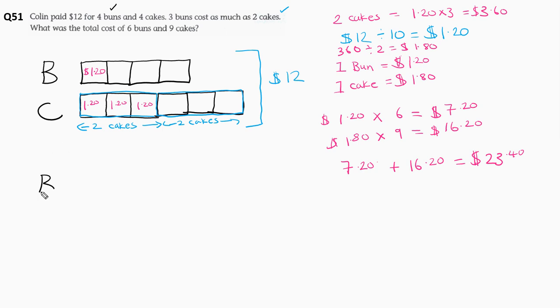So we had the bun and we had cakes and we drew 1, 2, 3, 4. Okay, so that represented our buns. And then we knew that 2 cakes was the same value as 3 buns. So we drew this bit here. Okay. All right. So here is the 2 cakes.